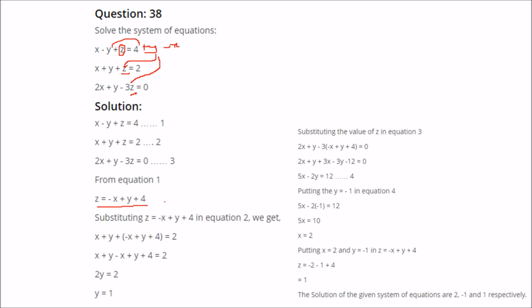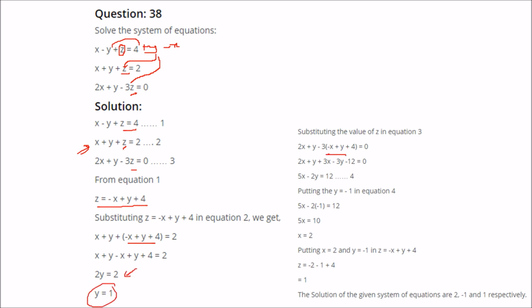So when you put z equal to minus x plus y plus 4 in this second equation, because we just want to eliminate z, and how can we eliminate it from these two equations? Means second and third, we will find z from here and put it here. So now this will be x and y only. So the equation is simply solved, y equal to 1.